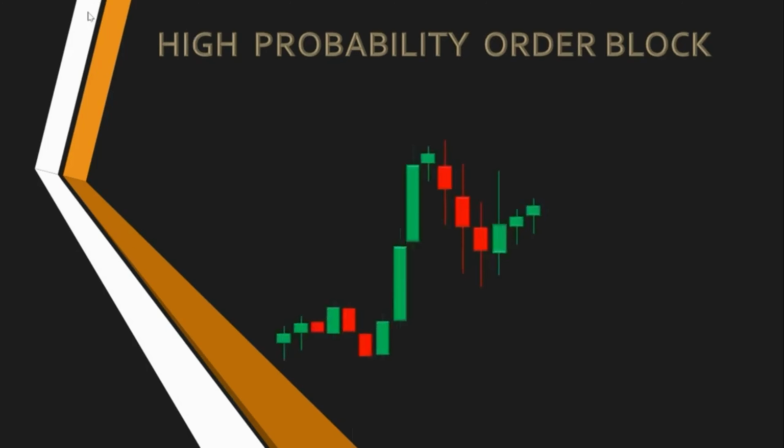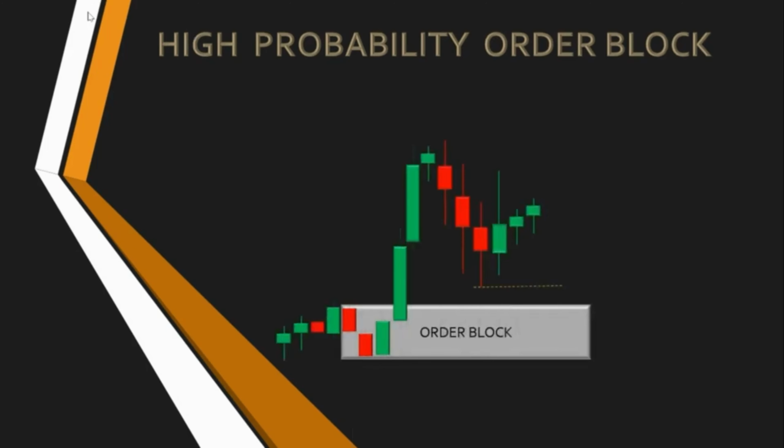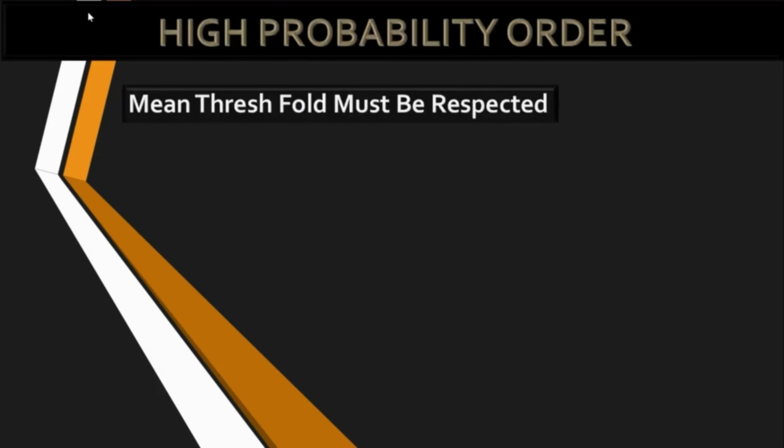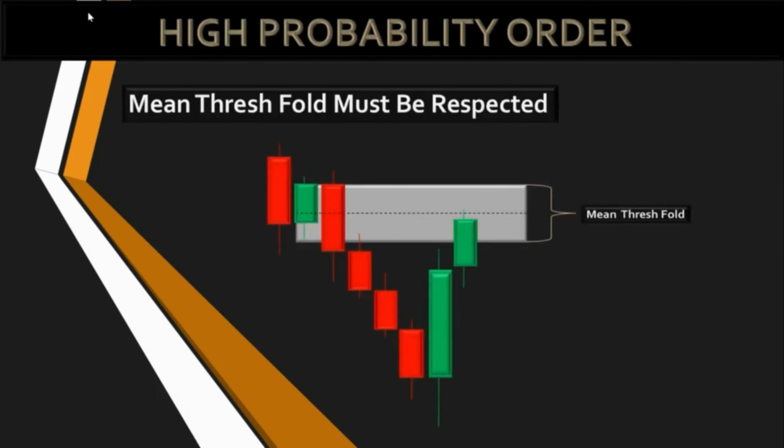High probability order blocks must have a liquidity area in the form of an old low or above it, or 2 relative equal lows. Tip: the candle that trades into the order block must not close beyond the mean threshold. A mean threshold is the middle or the 50% level between the high and the low of the order block. This is important because a rejection is a sign that the order block will hold or be respected.